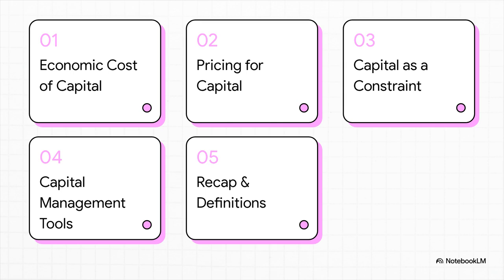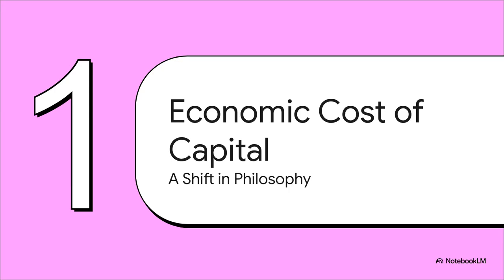We'll start with the real economic cost of just having to hold all this capital. Then we'll trace how that cost gets baked right into the price of every product you sell. From there, we'll look at capital as a very real constraint on growth, check out the toolkit for managing it, and then we'll wrap it all up with a big recap of the core ideas. All right, let's get into it.